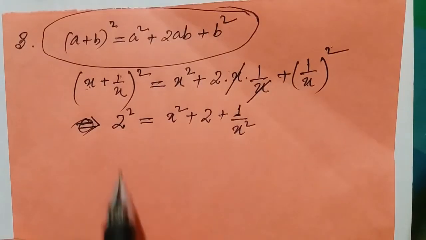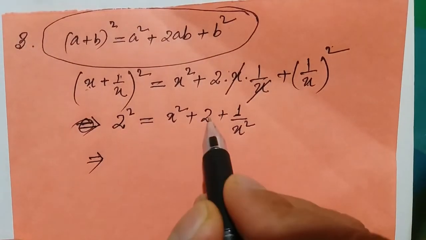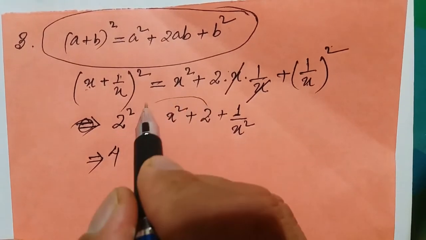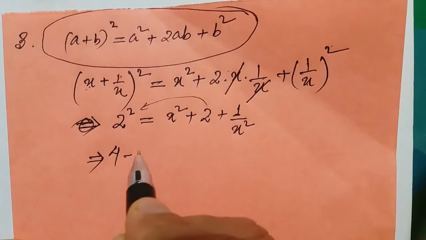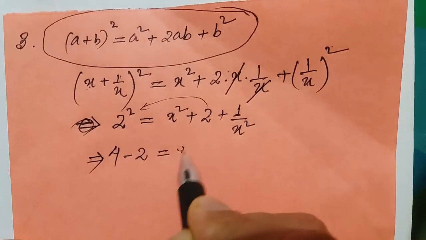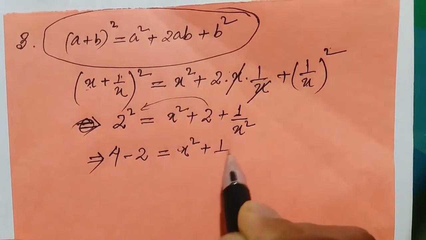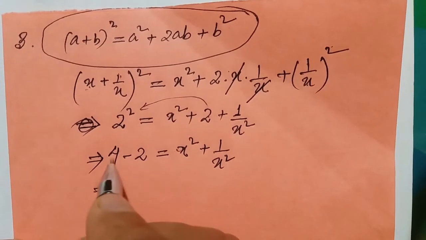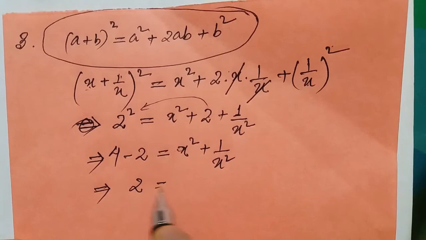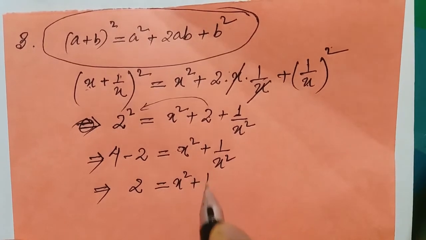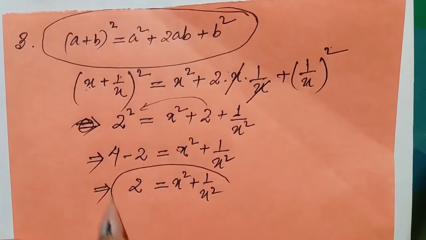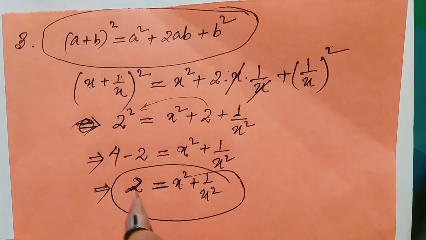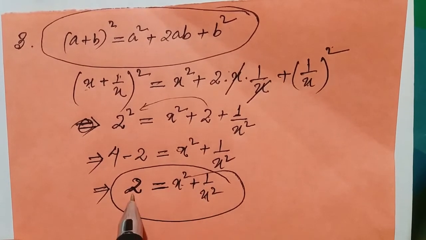So now let's transpose this 2 to the left hand side. Now 2 square is 4, and then we will transpose this to the left hand side, so we get here minus 2. Now what remains is x square plus 1 by x square. So we have here 4 minus 2 is 2. This is equal to x square plus 1 by x square. So here x square plus 1 by x square is equal to 2. So the value of x square plus 1 by x square is 2.